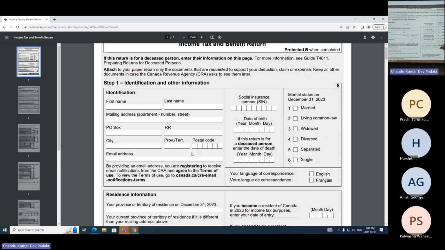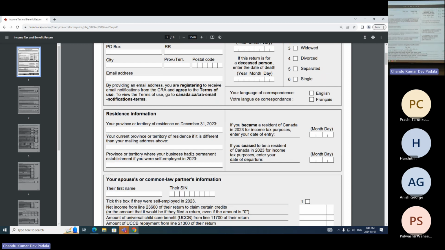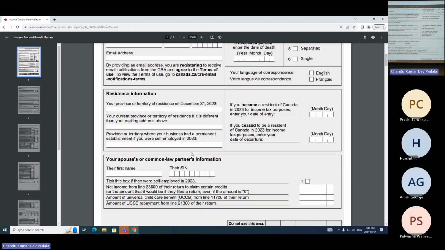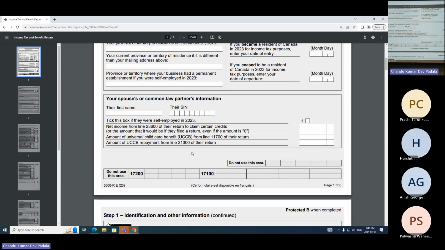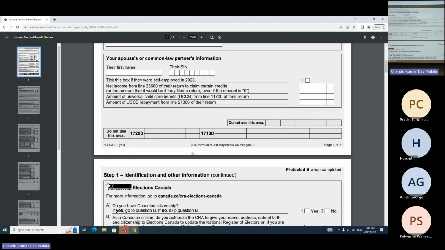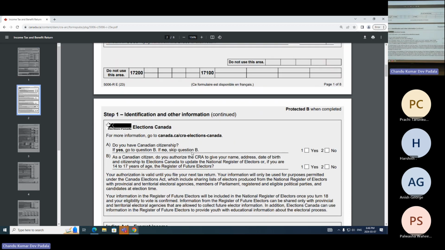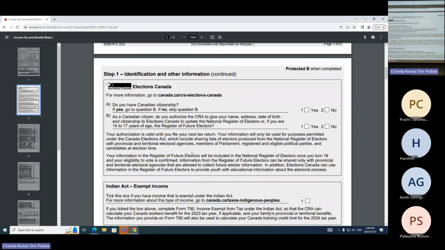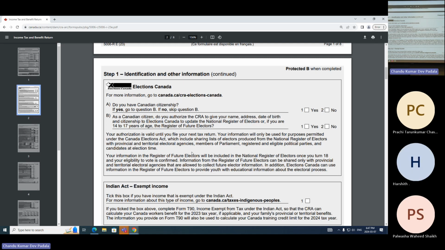You're going to have all of your personal information, your social insurance number, date of birth, whether you're married, single, separated, etc. Where you live, and if you came to Canada in 2023, when did you come here? If you have a spouse or common law partner, you put that here. There's also a little section for Elections Canada. If you have Canadian citizenship, they're going to ask if you authorize the CRA, the Canada Revenue Agency, to give your personal information to Elections Canada, which is the organization that runs elections here.